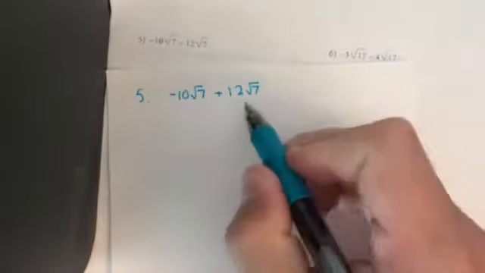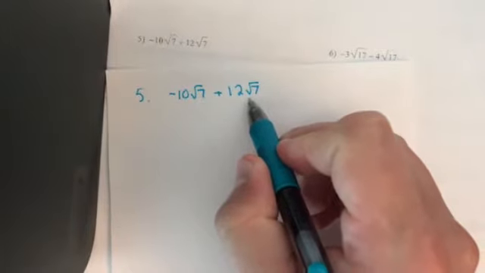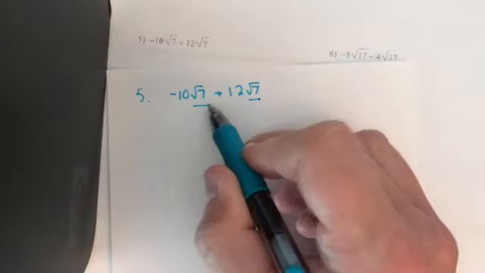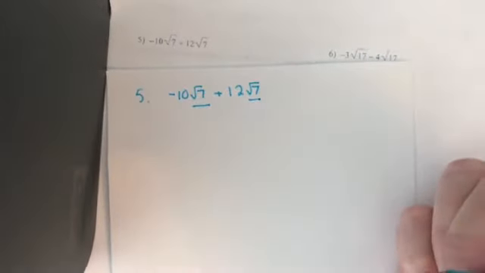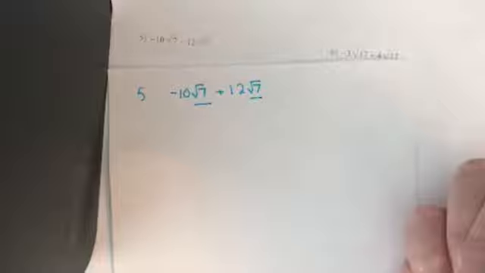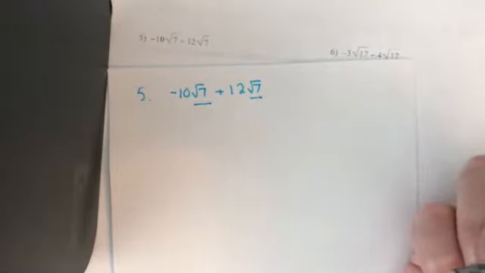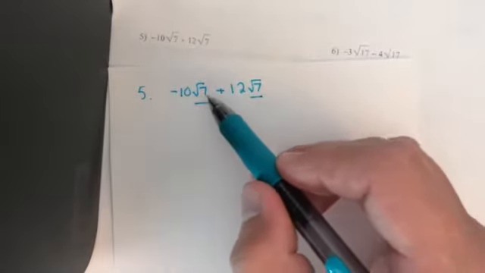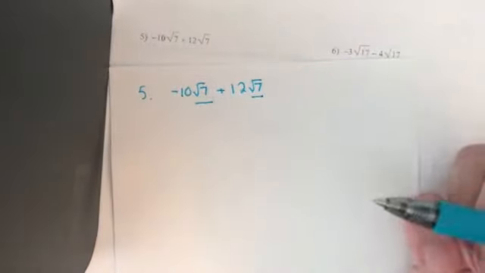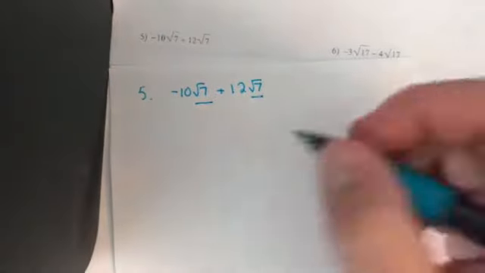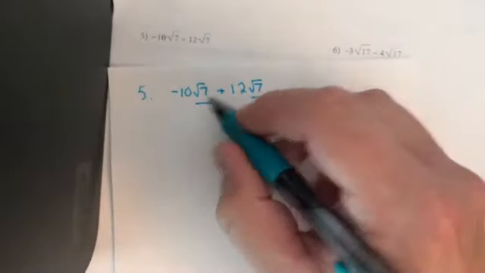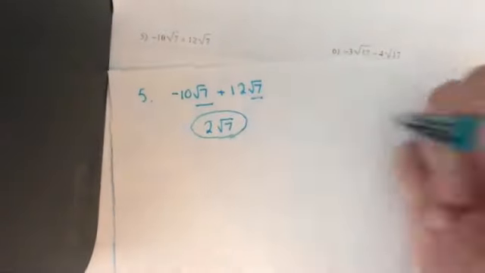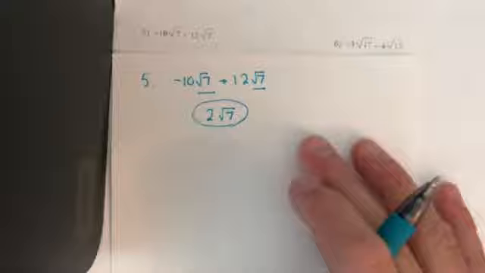So the first thing you might notice is the square root of 7 here is the same thing as the square root of 7 here. When that's true, you can treat the square root of 7 as if it was any type of variable. So another way to read this is negative 10 square roots of 7 plus 12 square roots of 7. And we could just combine like terms and get 12 minus 10 is 2 times the square root of 7. Now, if you don't believe me, maybe you want some proof.